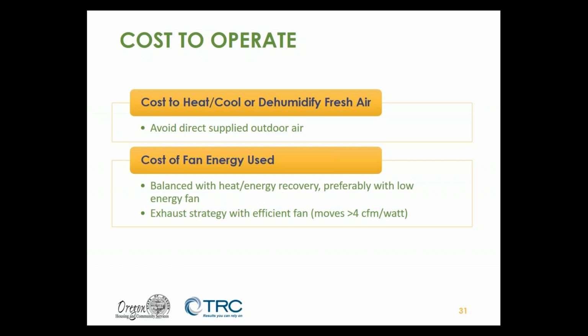Now, as I said before, some of the newest fans are very low energy, running continuously with very low sound issues, and really aren't nearly the energy penalty that they were even 5 to 6 years ago. This industry has matured very quickly as the build tight, ventilate right statute has been put forth. The Panasonics of the world and the AirCyclers of the world have really caught up technology-wise to provide quality fans that do this at low energy and low sound.